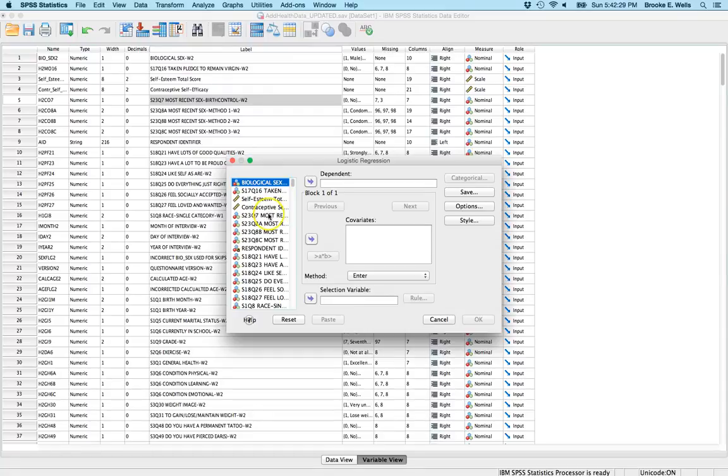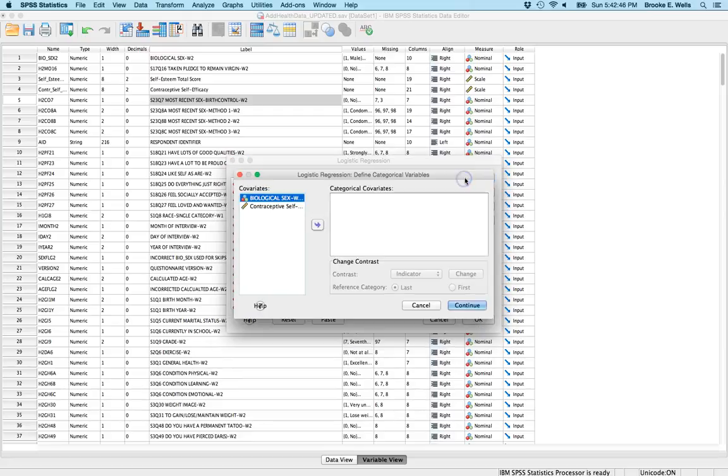So we'll come over here, and then most recent sex birth control goes in the dependent variable. And then we'll look at biological sex and contraceptive self-efficacy. It's really only one small thing that we need to do here. We need to tell SPSS which of these variables are categorical versus those that are continuous.